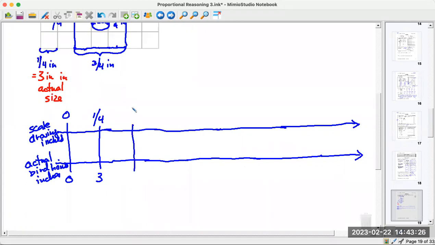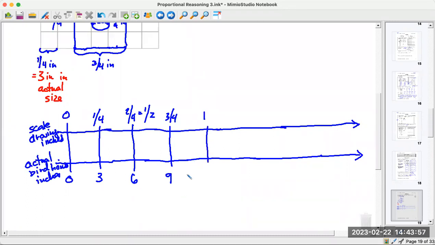Now 2/4 is the same as 1/2 an inch. Is double as much, right? 2 is double 1. So that makes it 6 inches in real life. 3/4 of an inch. I'm always going up by 1 quarter inch, so I'm adding 3 each time. It's a proportional thing. 3 plus 3 is 6 plus 3 is 9 inches in real life.